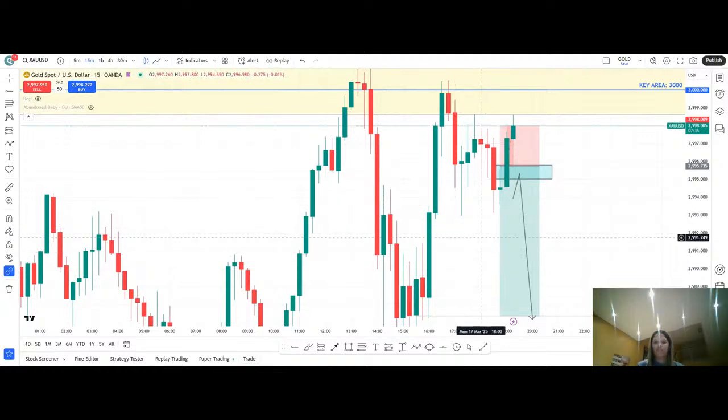However, the pullback and the retest was not done yet. So we had some news as well today at 2:30, core retail sales. Tomorrow there's no news, so I'm expecting the market structure to be better.